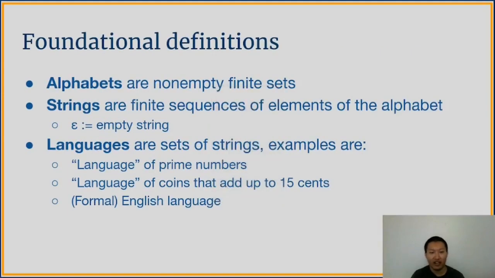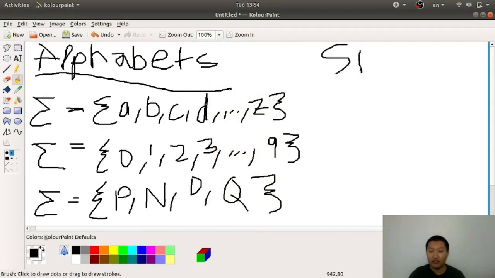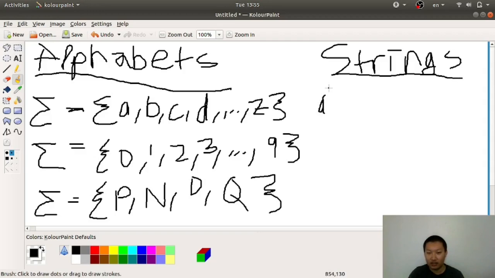So the next thing you learn in English is how to put together letters from the alphabet into words. And we're going to be using the same thing here, except instead of words, we're calling them strings. So a string is just some sequence of elements from the alphabet. Let me give you some examples. I'll write strings here. With the first alphabet, what are some examples of strings we could have? We could have A, B, C. That's one example. You could have G, E, T. That's another example. You could have D, O, G.